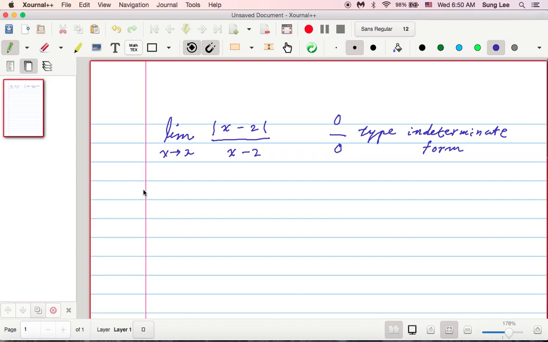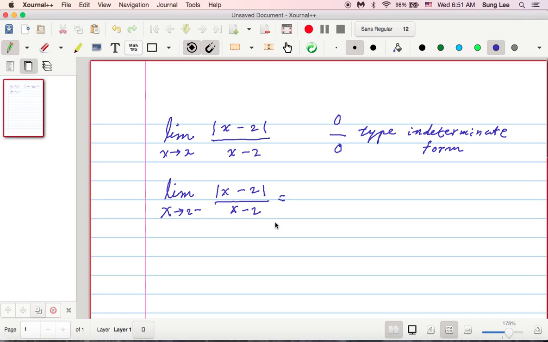So first, let us talk about the left-hand limit, when x approaches 2 from the left. So we put a negative sign there: the absolute value of x minus 2 over x minus 2. Let's see what happens to this value. First, by definition, x is approaching the number 2 from the left, which means that x is less than 2.